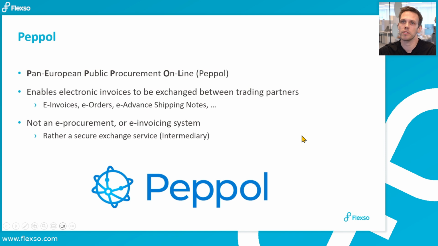Peppol enables electronic invoices to be exchanged between trading partners. This can be invoices, but also e-orders, e-advanced shipping notes, and much more. But for now, Peppol focuses on the invoicing part. Also important is that Peppol is not an e-procurement or an invoicing system. It is an exchange service. So to say it simply, Peppol is the mailman who sends the mail from point A to point B.